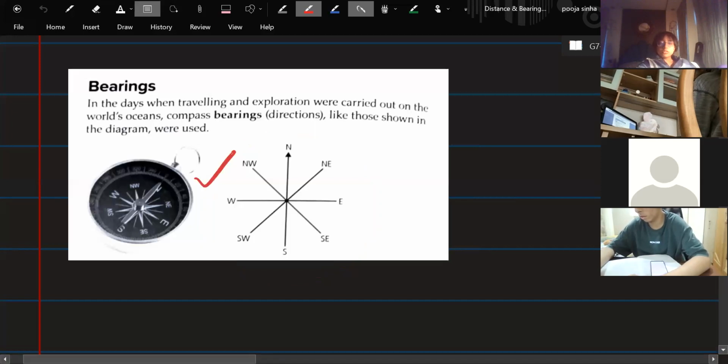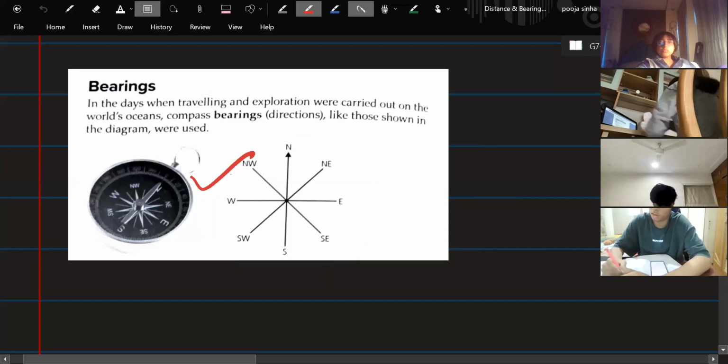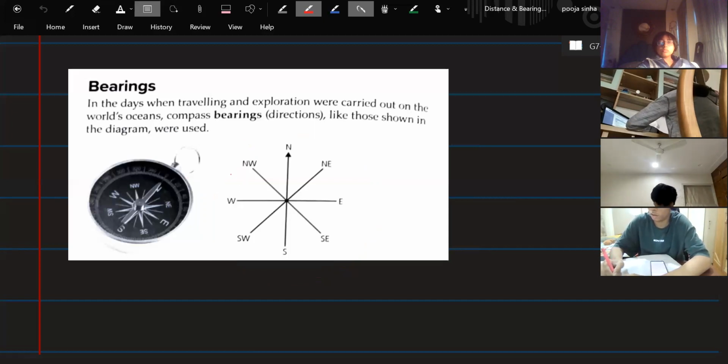Even aircraft need directions, so they again use a compass, but the compass is much more advanced than what you see here. But what is it telling you? It is telling you the direction. Now you got the idea that these directions are primarily used by sailors and the pilots in aircraft. They use bearings a lot.